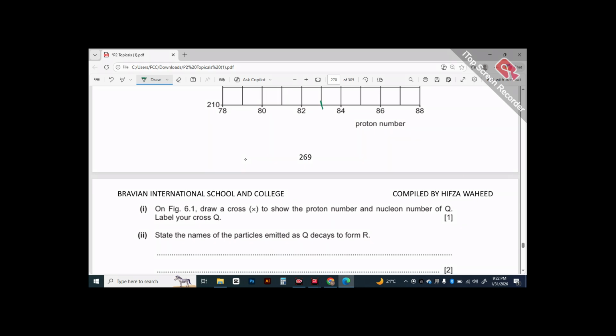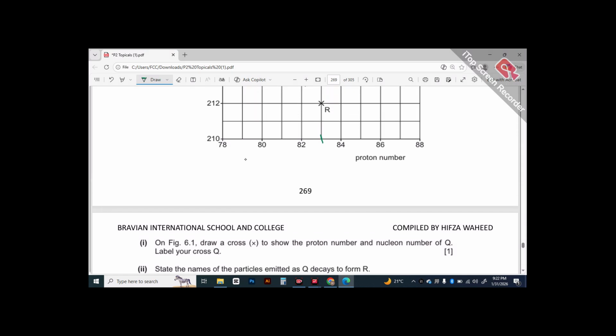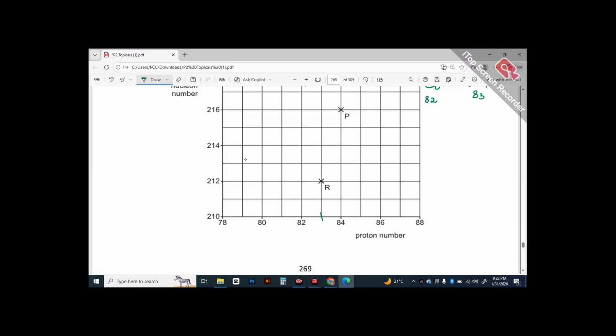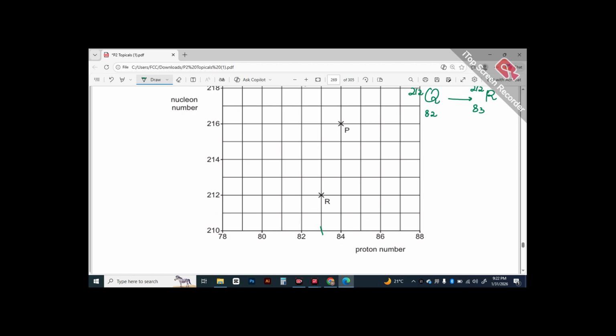They are asking to draw a cross to show the proton number and nucleon number of Q and then state the name of the particle emitted as Q decays to R. Q's composition we have already agreed upon, so let's just simply mark it here. We have agreed that Q is 82 and 212. We have 82 here and then 212. It has to be here.